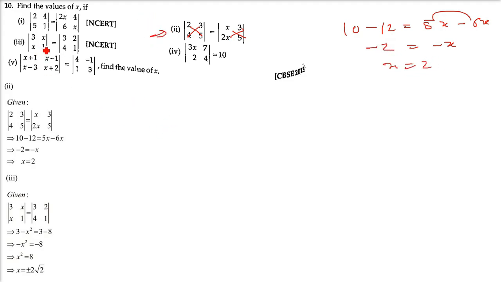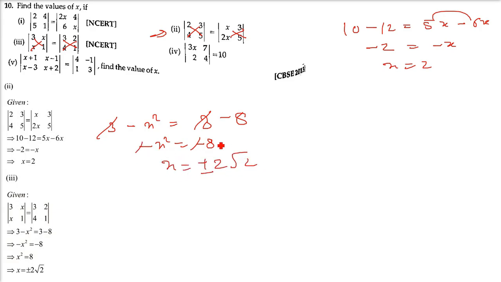Now third one, 3 into 1 is 3, minus x into x is x square, equals 3 into 3 is 9, minus 4 into 2 is 8. So directly you will get x square here. 3 gets cancelled, minus x square is minus 8, minus minus cancels, x equals to 2 root 2, but it will be plus minus 2 root 2. So x equals under root 8, which is under root 4 into 2. 4 will come outside as 2, so it will be 2 root 2.